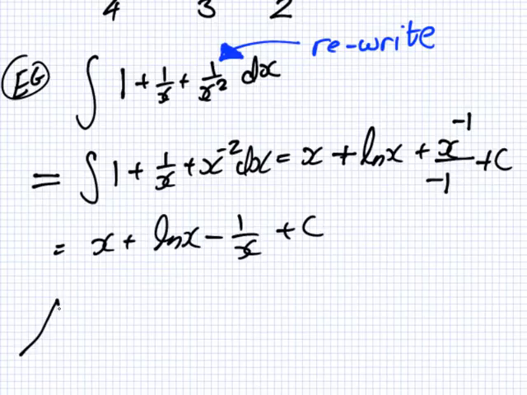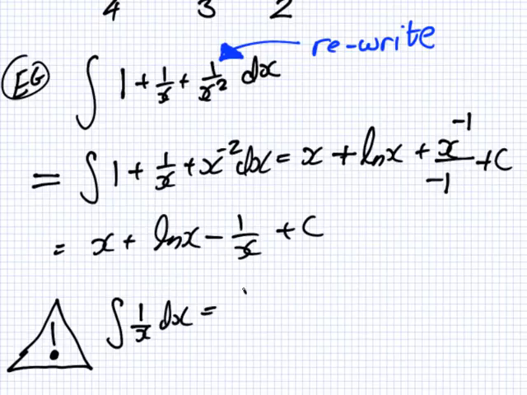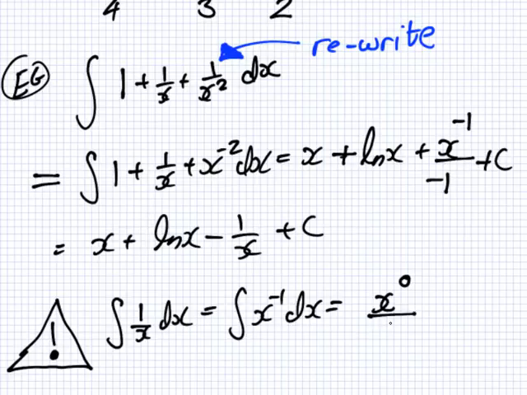Now, let's see what happens with Yusuf's idea here. If you were to try and rewrite this, you would get this. Increase the power by 1, divide by the new power. And this is quite the problem. When we have 1 over x, we're happy to leave it as 1 over x because we have a rule for 1 over x.